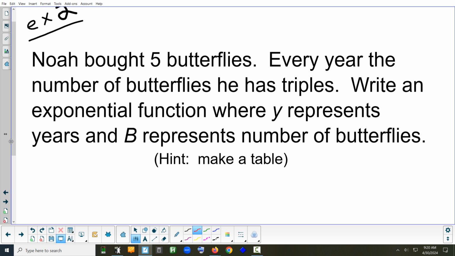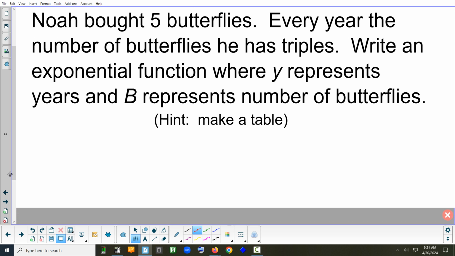So we want to write a function that's going to predict how many butterflies we would have in 20 years. Again, it's not realistic that they're not going to die off. But, and the hint is to make a table. Wouldn't it be 5 times 20 to the power of x?